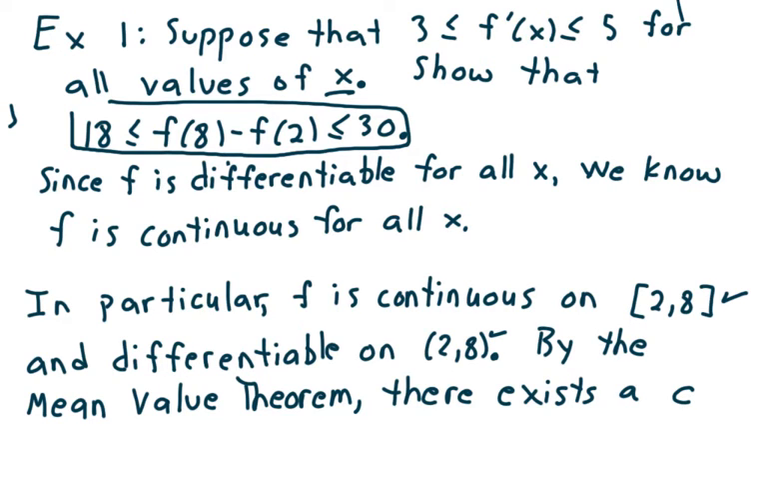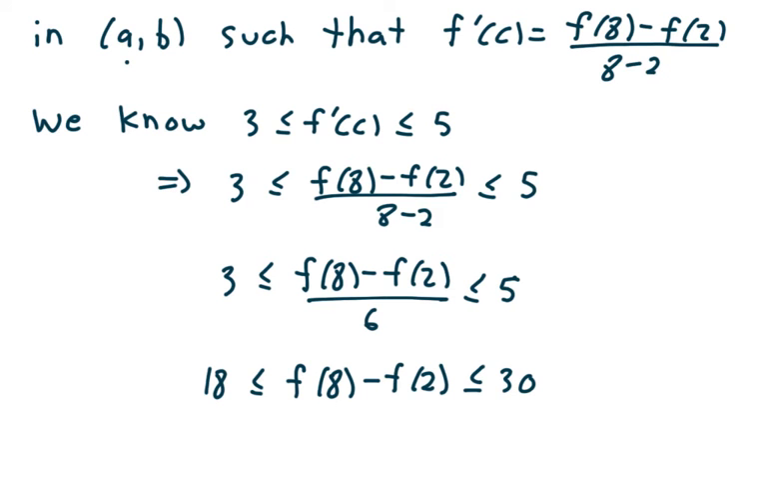So by the mean value theorem, there exists a c in (a, b) such that f prime of c is f of 8 minus f of 2 divided by 8 minus 2. But we know that f prime of c is between 3 and 5, so this is given. And so I'm going to replace f prime of c with this expression up here. So 3 is less than or equal to f of 8 minus f of 2 divided by 8 minus 2, which is less than or equal to 5.